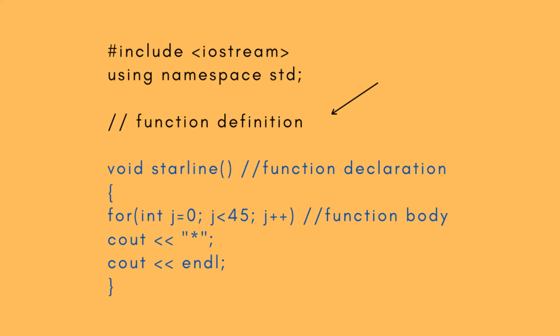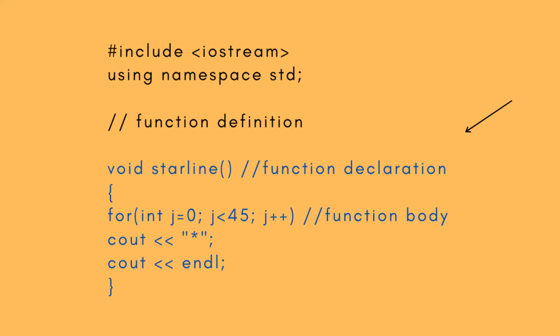After include and namespace statements, you can see a comment of function definition. The first comment you can see is function definition, which means the function itself. So all the highlighted part is the definition of function starline. Then you can see a comment stating function declaration. Function declaration is something which specifies the name of the function and helps the compiler to understand that there will be a function used in this program whose name is declared over here.